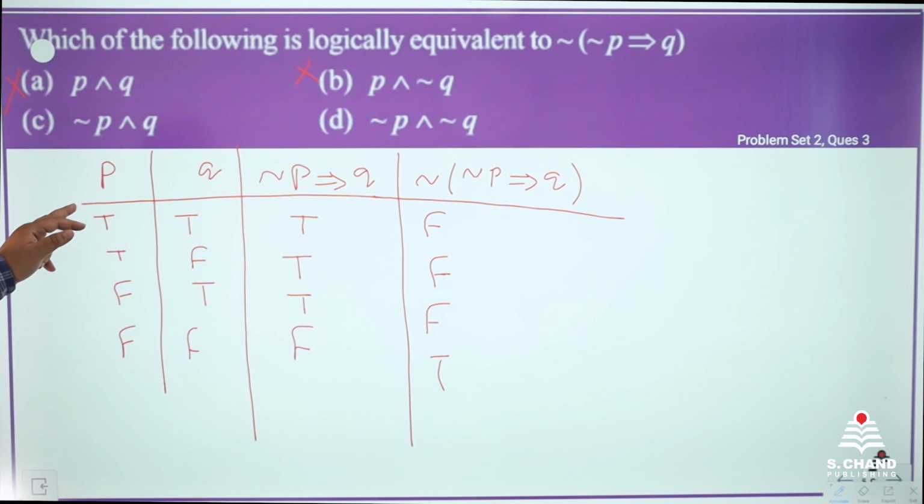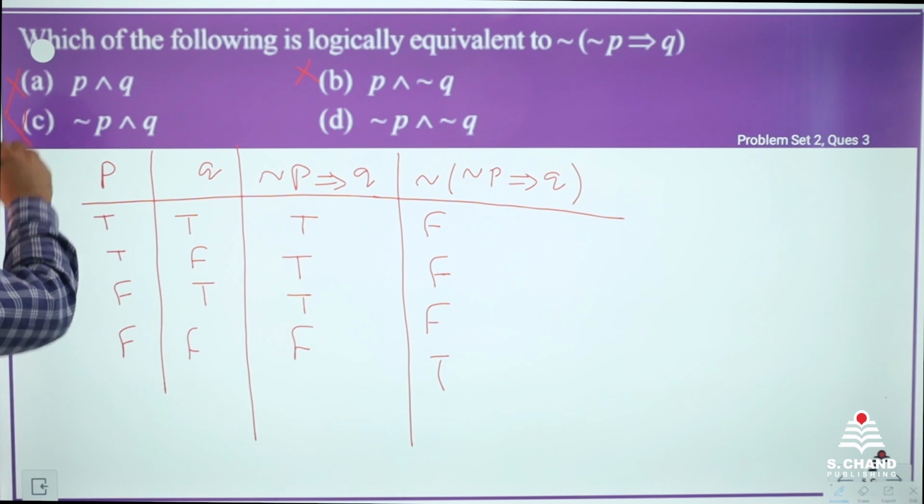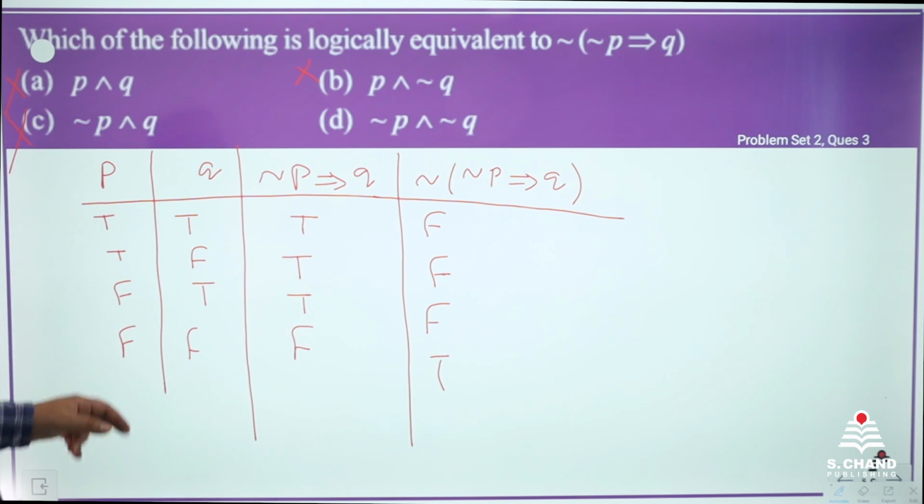Not P and Q. So not P and Q is false here. True here. So it is also not validating. Third row is not validating here.